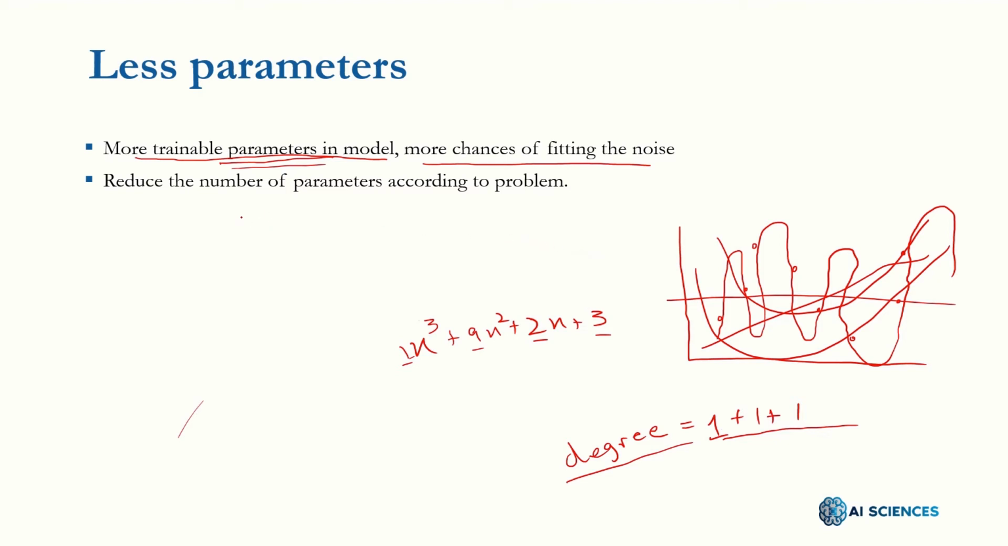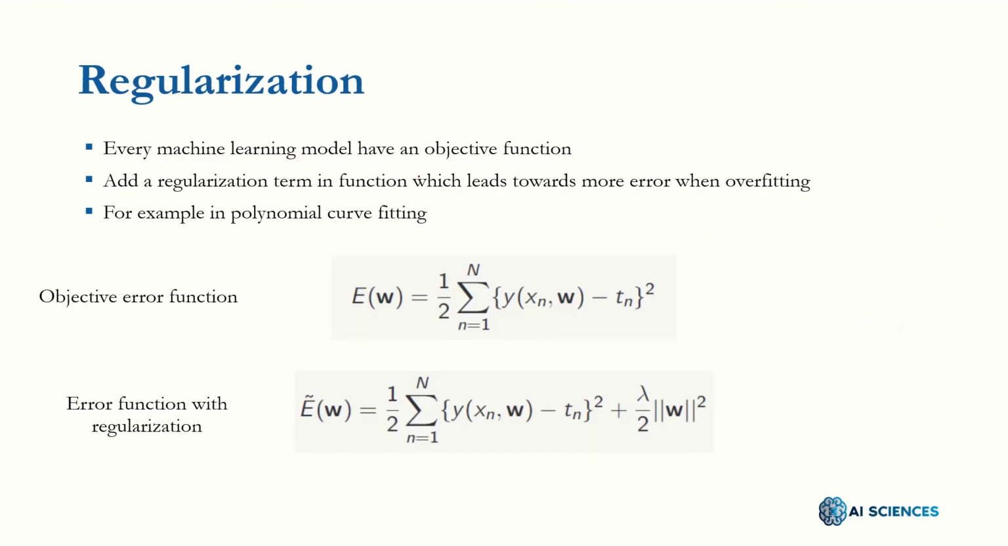We should not have so many parameters, which will lead us towards overfitting. We should have a good number of parameters which actually fit and capture the underlying reality. The next option is regularization. Every machine learning model has an objective function which we need to reach for optimal learning.